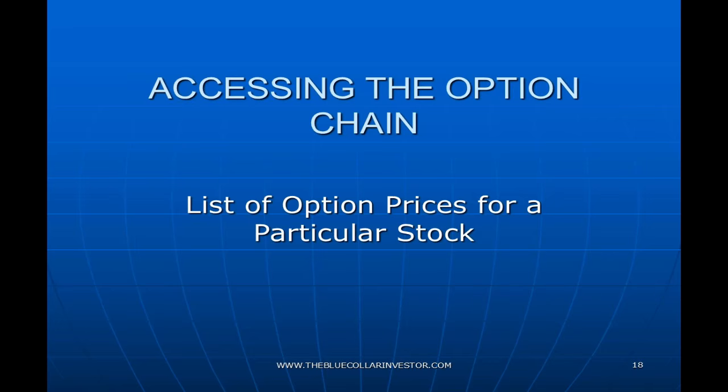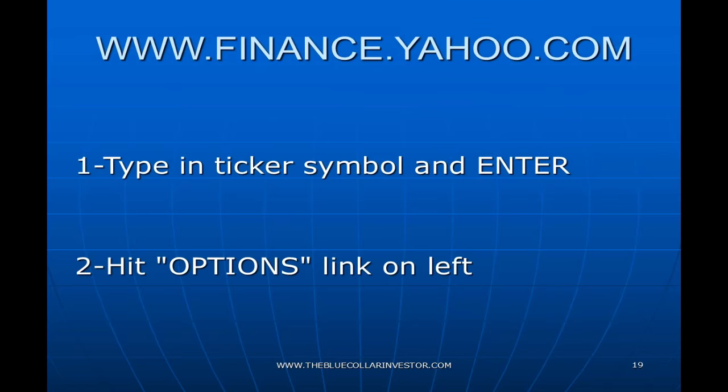An options chain is just a list of options prices for a specific security, stock or ETF. And whatever broker you're using is going to have this information, but there are free sites like finance.yahoo where you can access this information as well. Just put in the ticker symbol of the stock and then look for the options link. And here is a typical options chain.